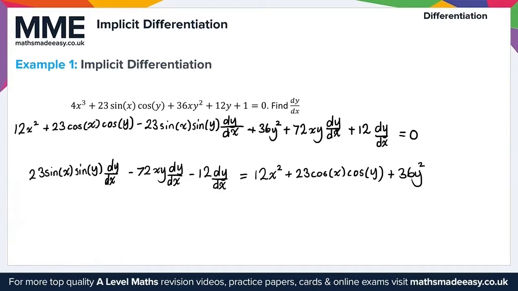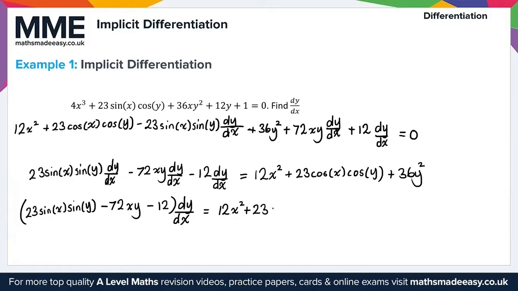Here we want to find dy by dx. What I'm going to do first is consider this left hand side and factor out my dy by dx. If we do that, what we get here is 23 sine x sine y minus 72xy minus 12, all multiplying dy by dx. And that's clearly still equal to the right hand side, which is 12x squared plus 23 cos x cos y plus 36y squared.